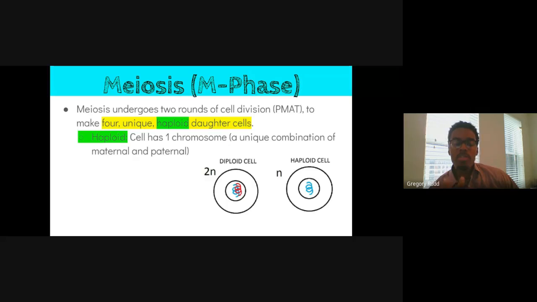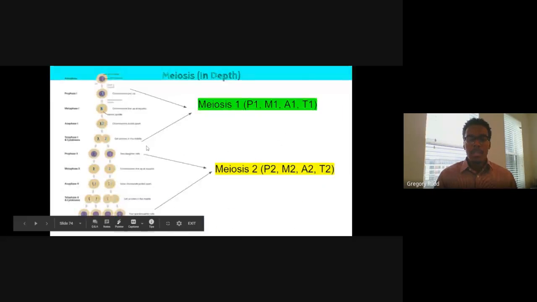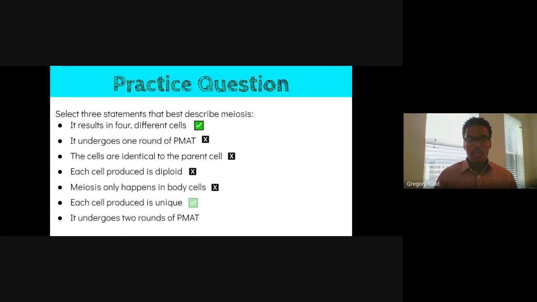And again, as we approach tomorrow's lesson, we really need to think about the differences between meiosis and mitosis. So meiosis produces 4 haploid cells, and a haploid cell has half the amount of chromosomes. A diploid cell has 2 times the amount of chromosomes. All right, so we've got to be aware of the differences there. So that statement is also not true.